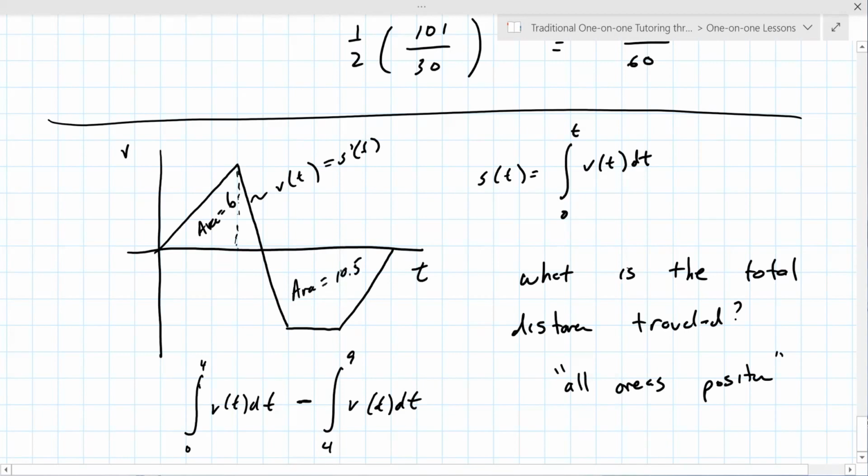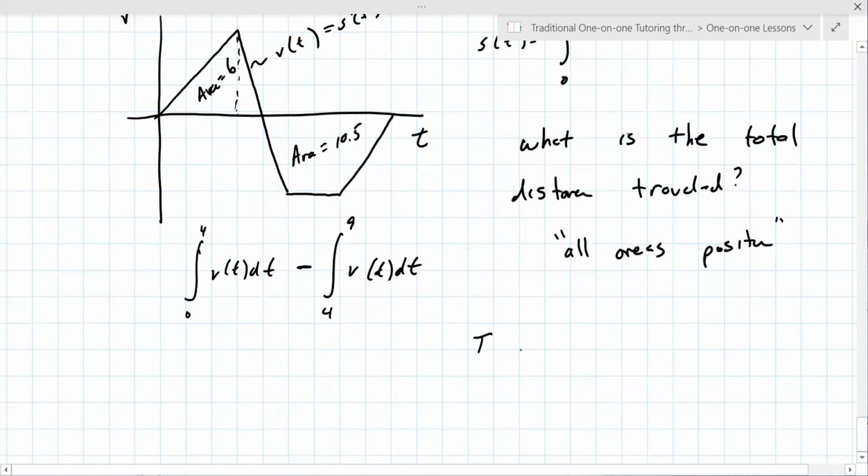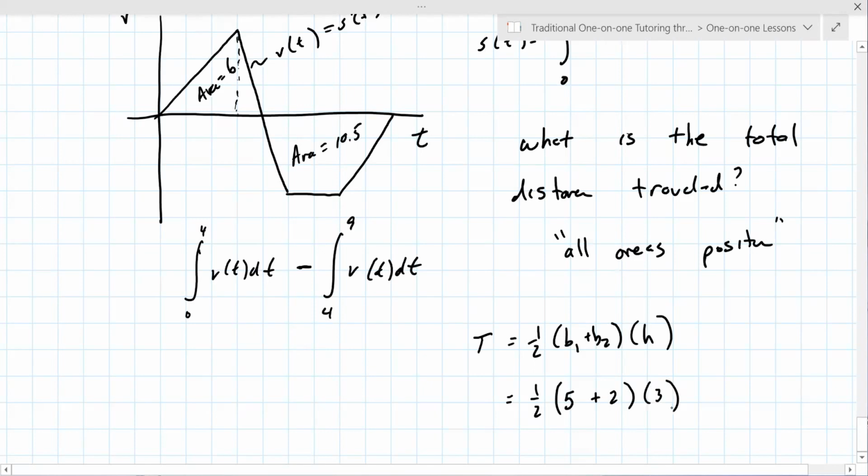Wait, can you write the trapezoid one out? Because I always get confused with those. Yes. Trapezoid area is 1/2 base 1 plus base 2 times the height. So in this case, it's 1/2 of 5 plus 2, and then the height is 3, because it's down 3. Okay. So 6 plus 10.5, you make it all positive. Yeah.